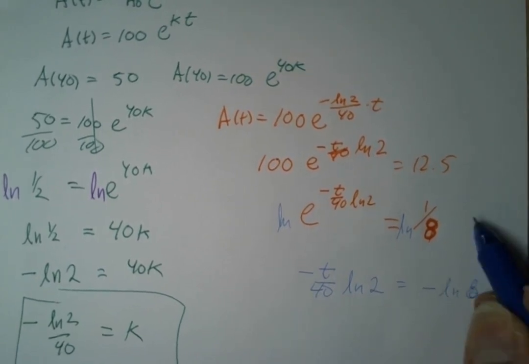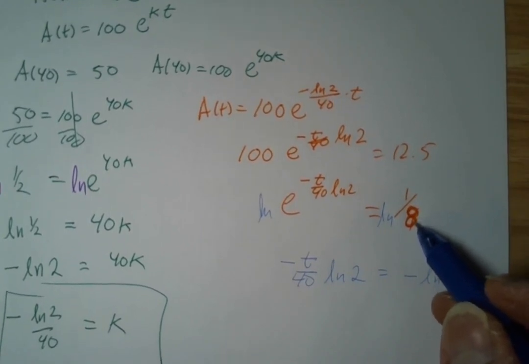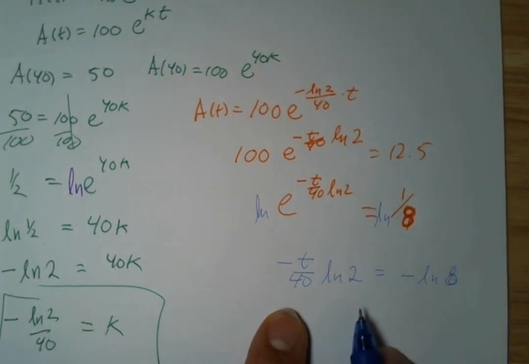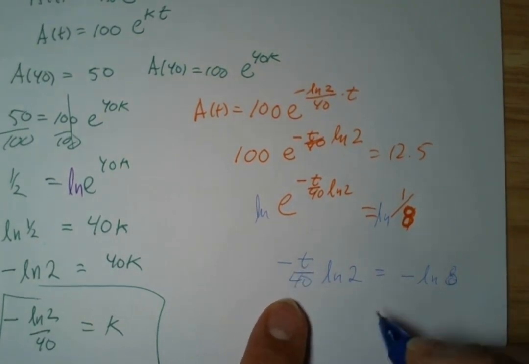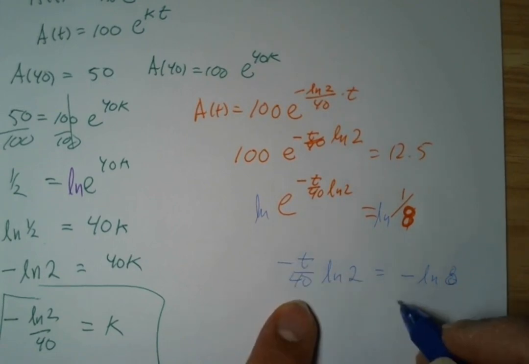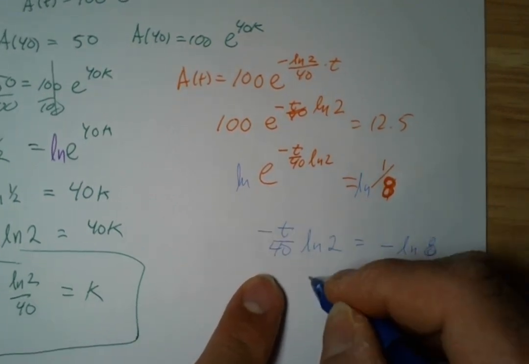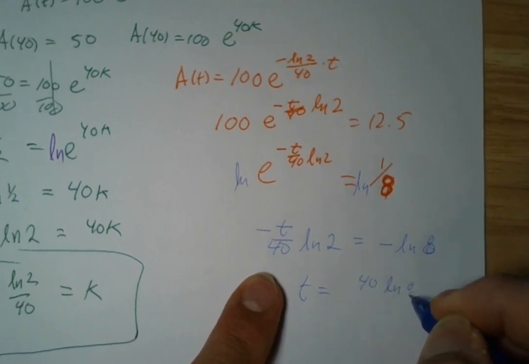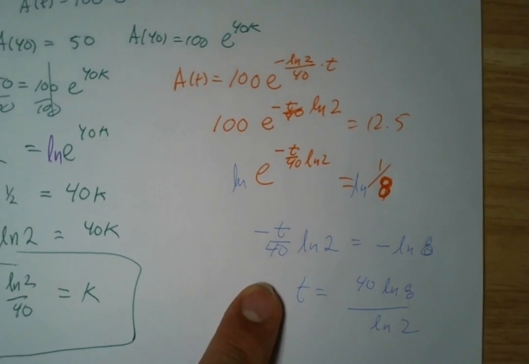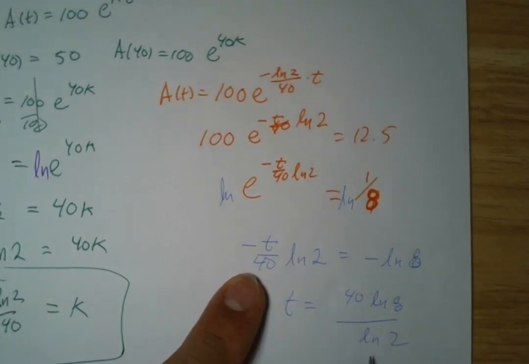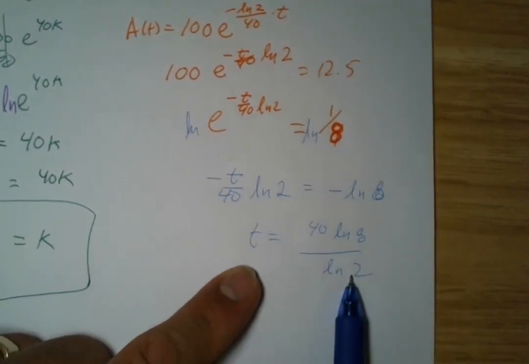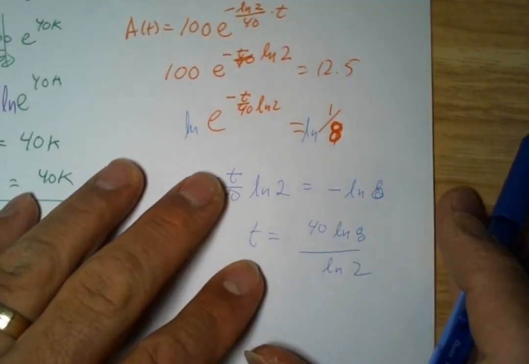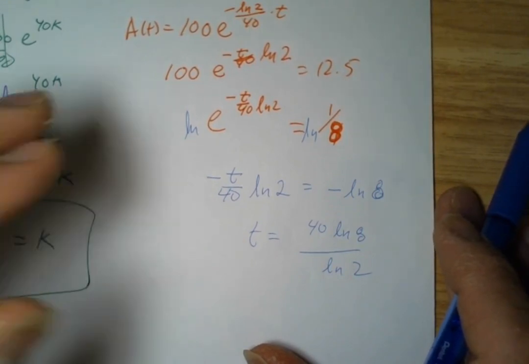Just taking that same approach, we can write this as 8 to the negative 1, bring that negative out in front. Now we simply solve for t. Those negatives will cancel each other out, and we'll have t equal to 40 ln of 8 over ln of 2. The approach I take here: this is in the numerator, so it's in the denominator on the other side of the equation. This is in the denominator, so it'll be in the numerator on the other side.